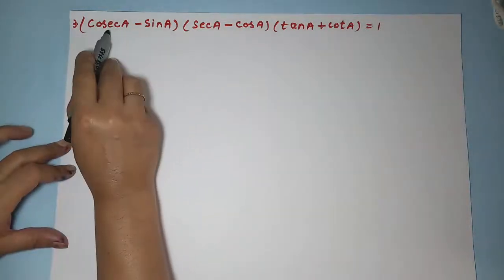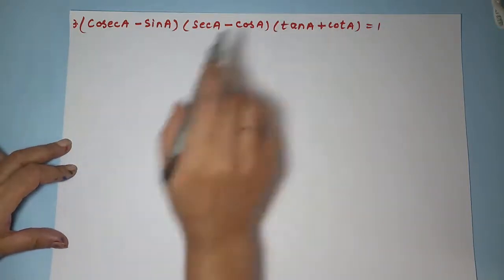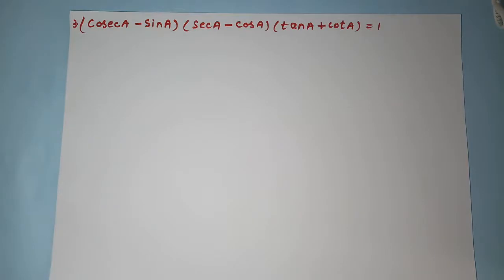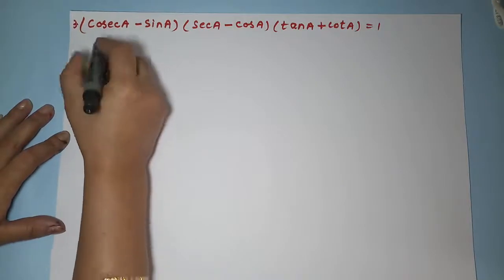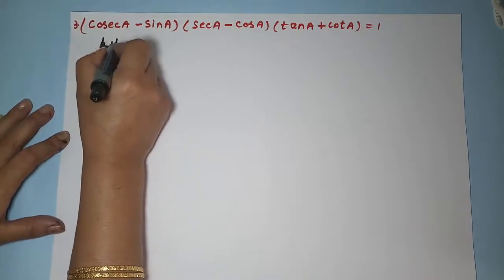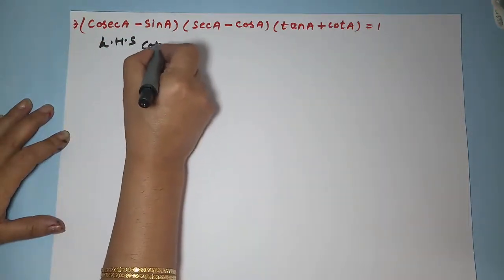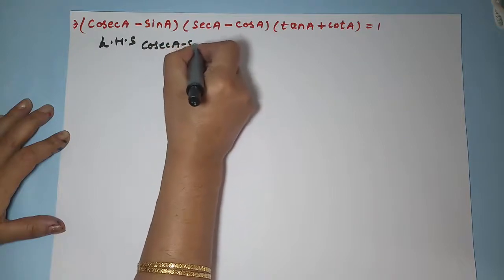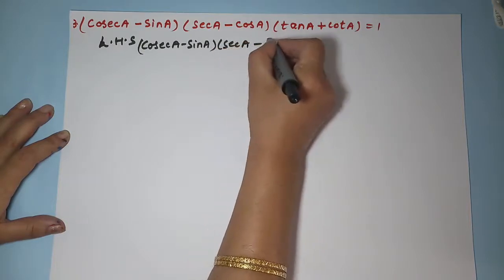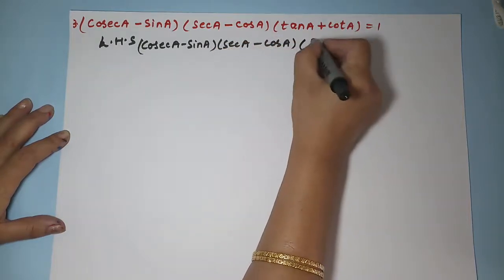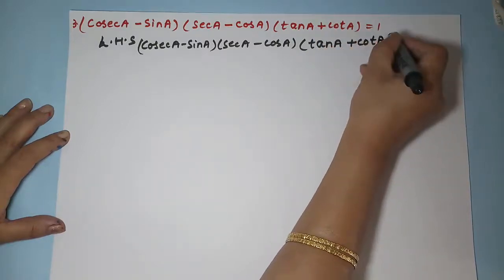Now, I don't see any (A plus B) into (A minus B) here. I don't see any squares here. So what should I do? I should simply convert everything into sine and cos. Let me do that. Okay, let me write first the left hand side. Write this entire thing. I have (cosec A minus sin A) into (sec A minus cos A) into (tan A plus cot A). Right?